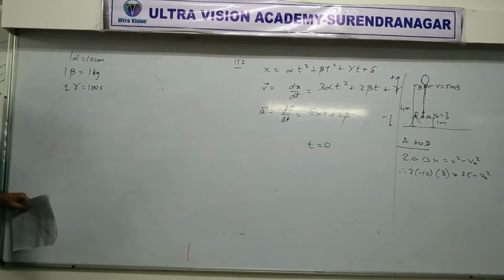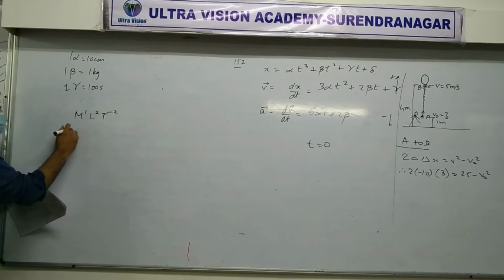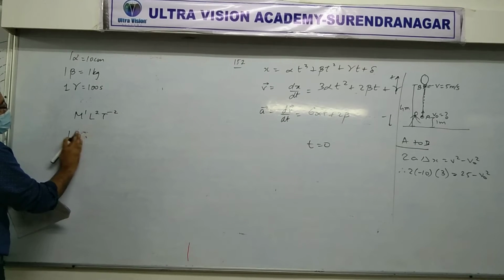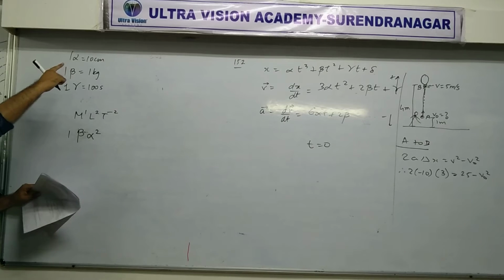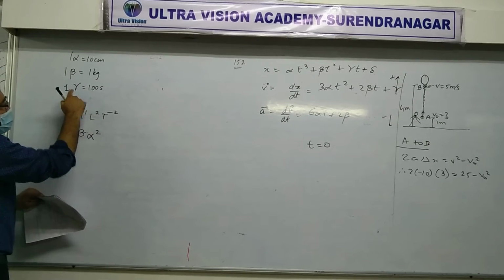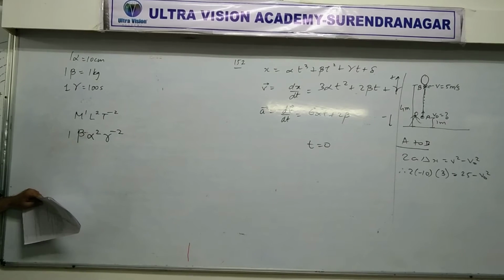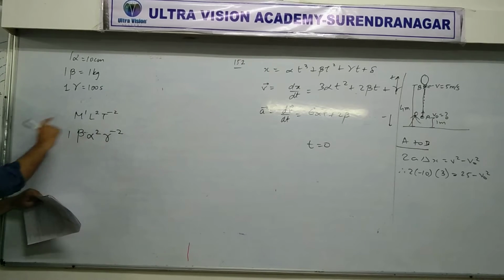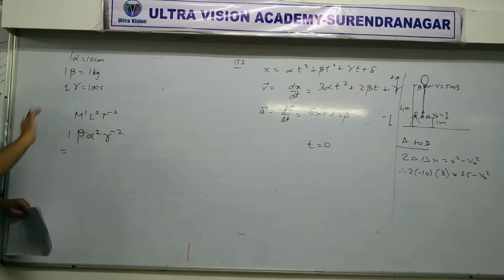Now what are the dimensions of energy? M raised to 1, L raised to 2, T raised to minus 2. So the new unit should be 1 beta for mass, alpha squared for length, and gamma raised to minus 2 for time. Is this fine? Beta for mass, alpha for length, and gamma for time. Now I have to convert all these values to centimeter, kg, and all that.